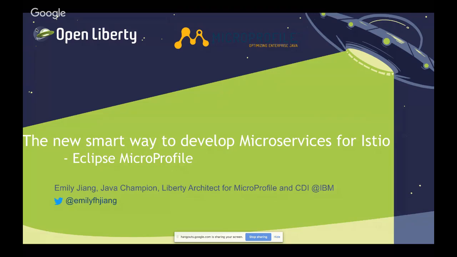So in today's talk, I'm going to talk about the new modern smart way to develop microservices for Istio, with emphasis on the programming model called Eclipse MicroProfile. I will talk briefly about Istio as well. In today's session, I will focus on creating microservices, with the intention that these microservices will be deployed to a service mesh architecture, for example, Istio. If there's more interest to see MicroProfile in action, working inside Istio in the cloud and so on, I can always come back to do another talk.